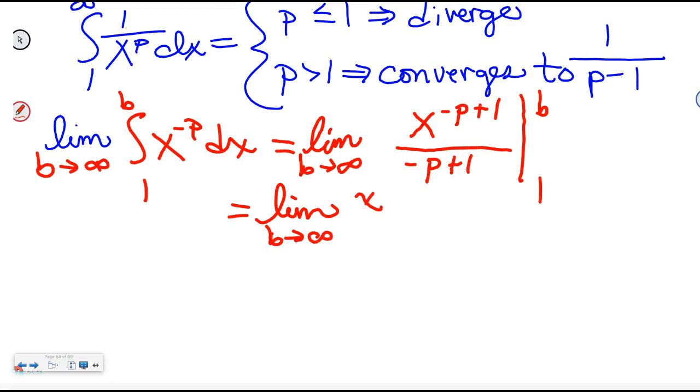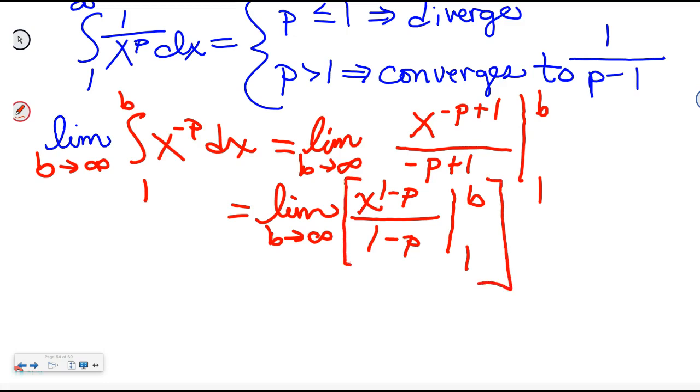I'm going to call it x to the 1 minus p over 1 minus p. So that's just a facelift, right? Then I'll use the fundamental theorem to deal with this piece of it. What am I going to put in first? For what? X, not the p.